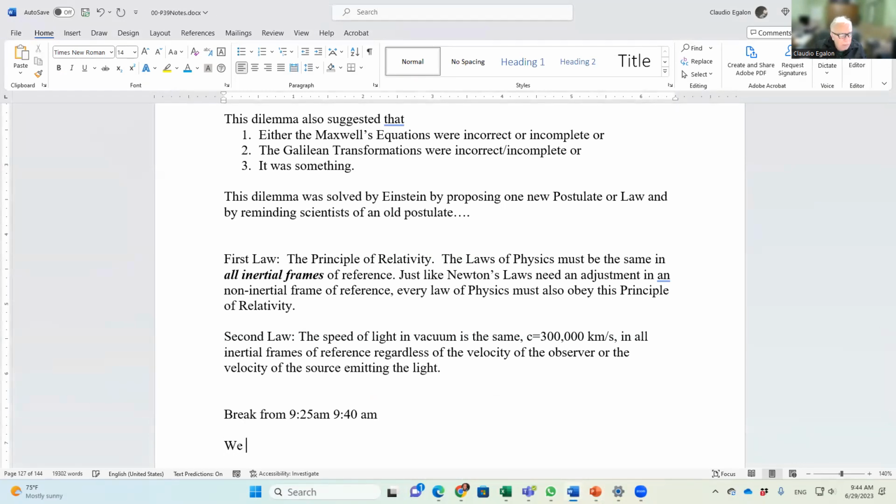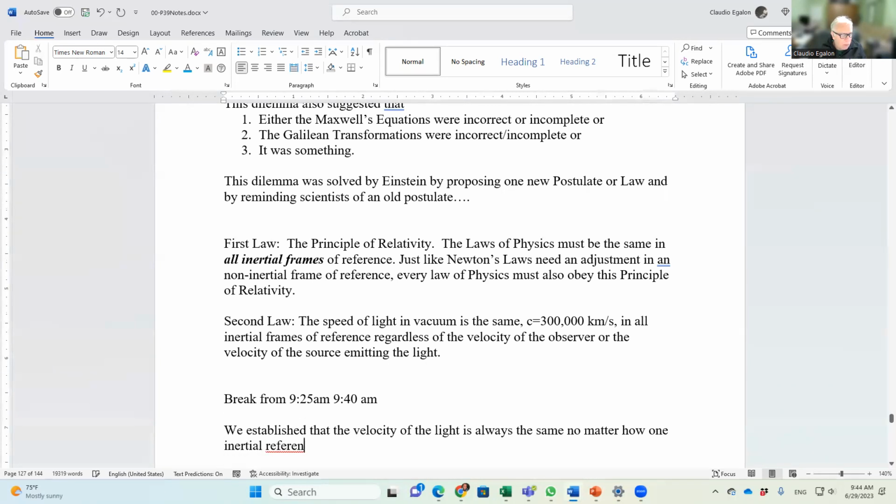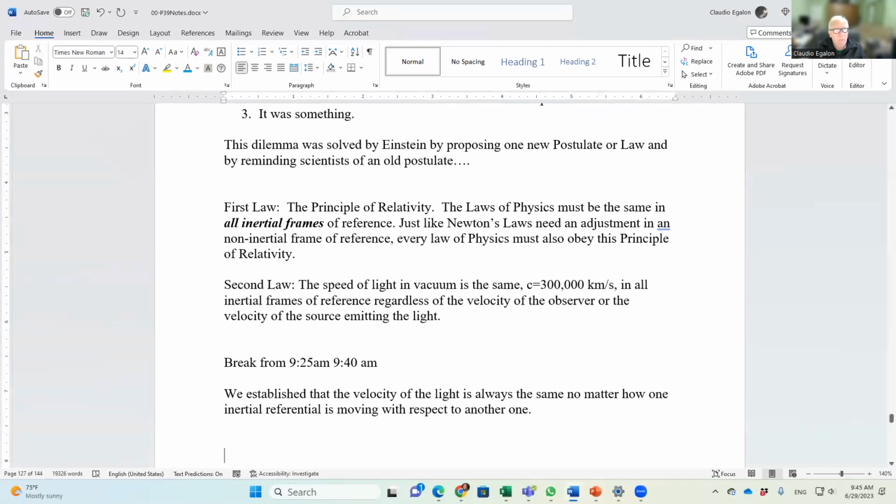So we established that the velocity of the light is always the same, no matter how one inertial referential is moving with respect to another one. Now we are going to do the light clock.